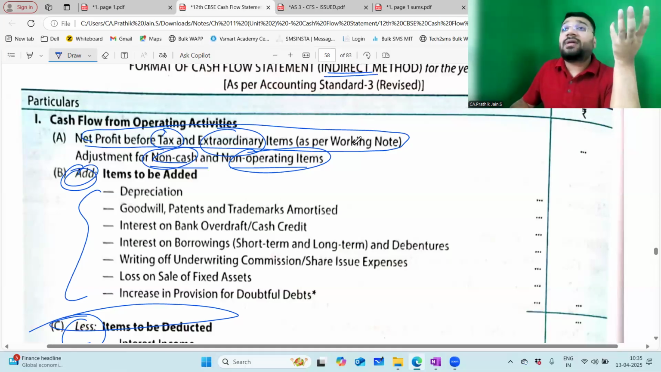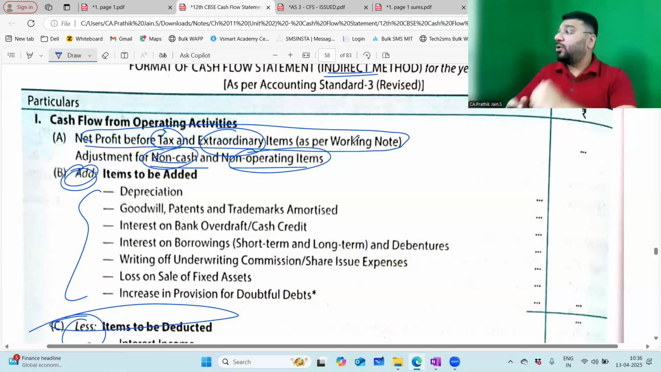So for a person coming from a non-commerce background, indirect method could be a little difficult to digest. But direct method makes sense for him to understand. That's why the accounting standard feels that it is the more appropriate way of presentation of the cash flow statement.